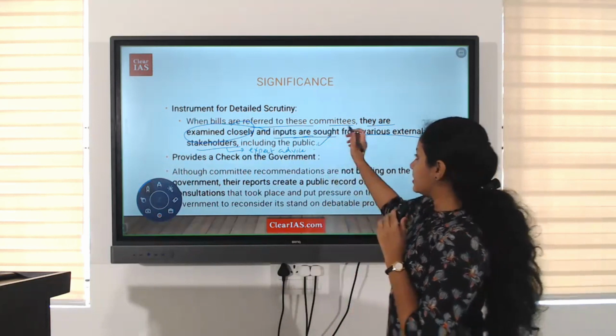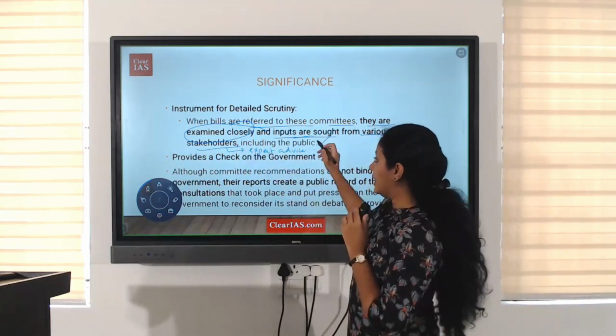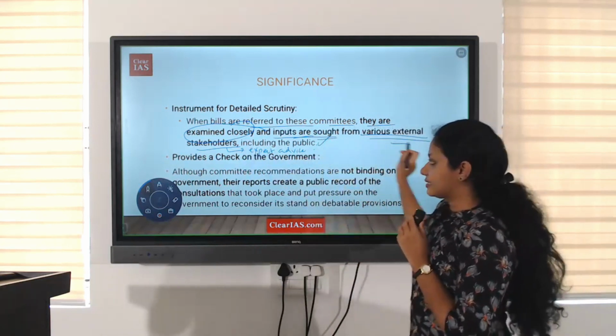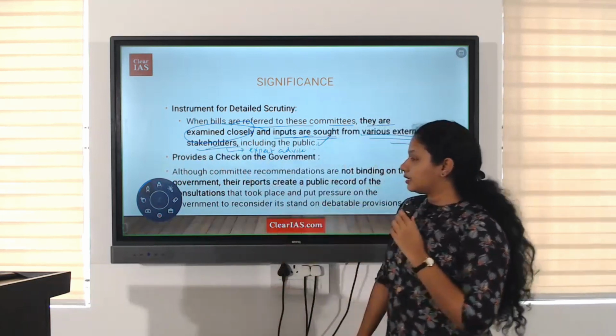When bills are referred to these committees, they are examined closely and inputs are sought from various external stakeholders, including the public.